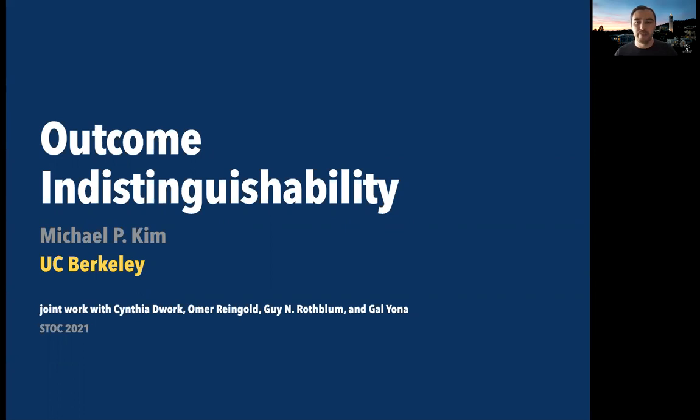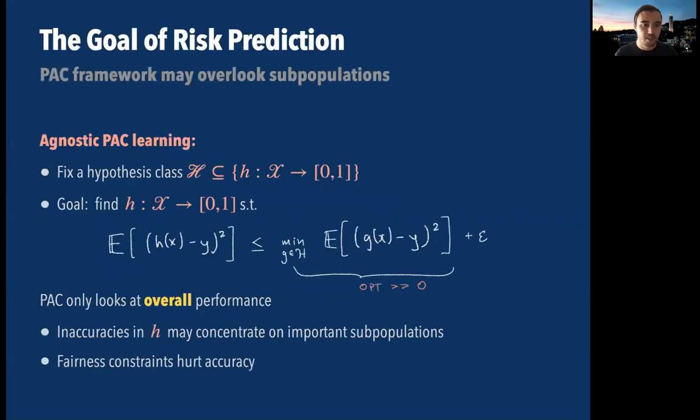In this work, we revisit the underlying goals of individual risk prediction. Typically, the goals of risk prediction are framed as finding some best fit hypothesis. For instance, the agnostic PAC model formalizes this goal by first fixing a hypothesis class, then learning a hypothesis h that achieves loss, in this case the squared loss, that competes with the best hypothesis in the class.